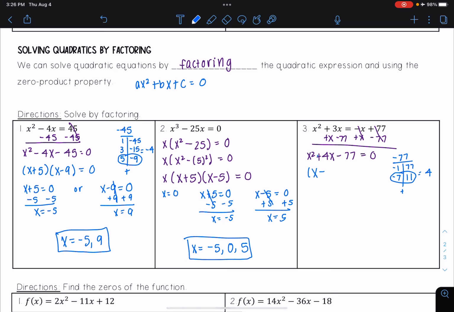So I have x minus 7, x plus 11 is equal to 0. And so by my zero product property, that means that x minus 7 equals 0, or x plus 11 is equal to 0. Adding 7 to both sides, I get x equals 7. Subtracting 11, I get that x equals negative 11. So my two answers are negative 11 and 7.